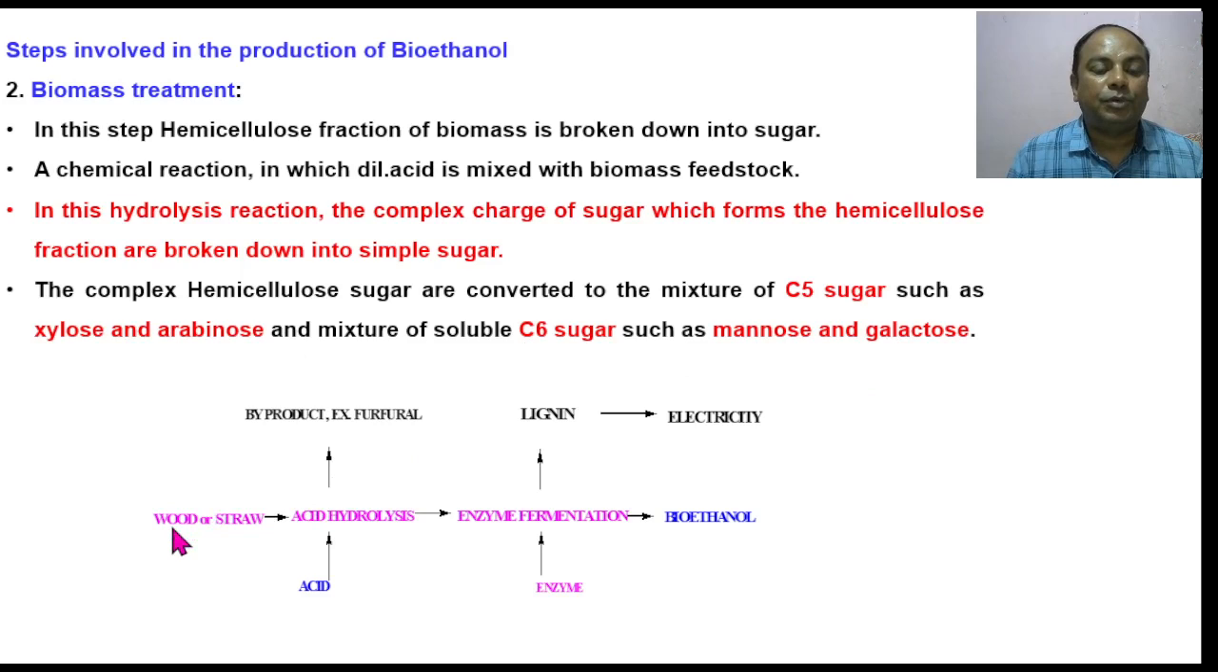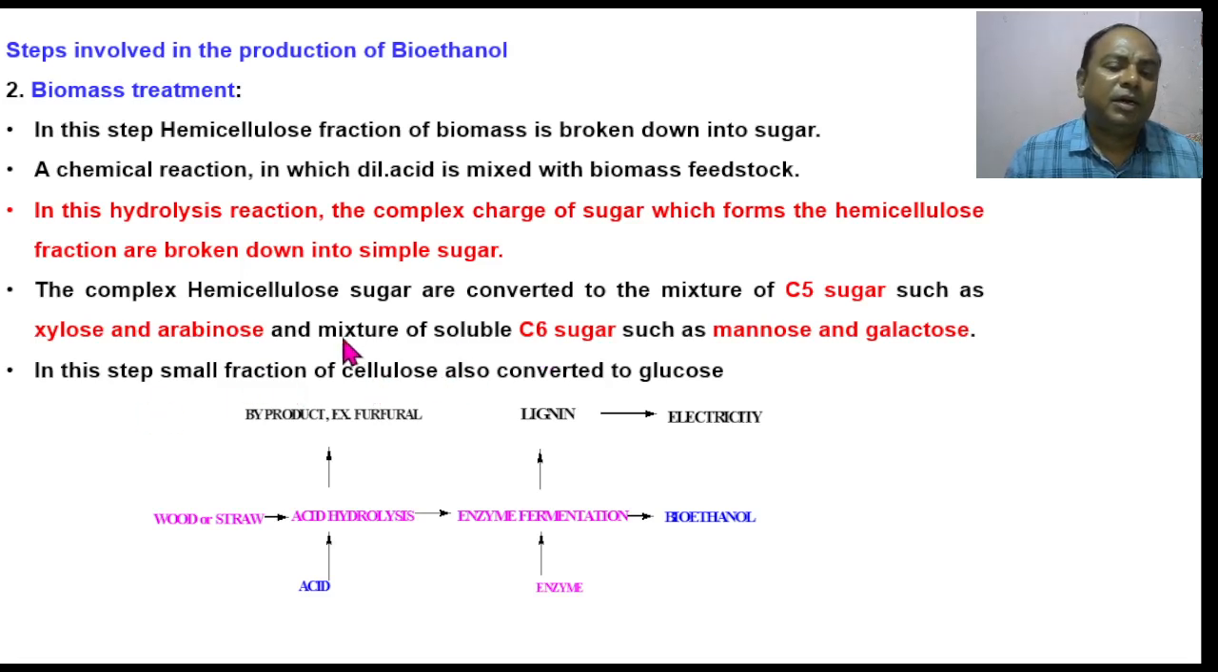So this raw material is subjected to the hydrolysis process. Hydrolysis of what? Hemicellulose. First we have done hydrolysis of hemicellulose. It is done in the presence of acid, so what we get is the simplest sugar molecule. Here in case of hemicellulose, it is 5 carbon sugar or 6 carbon sugar.